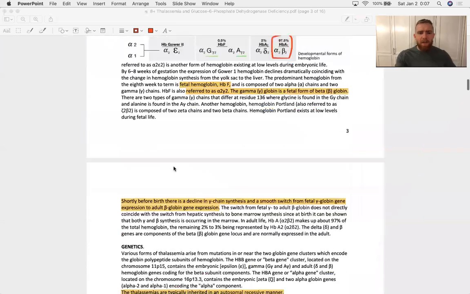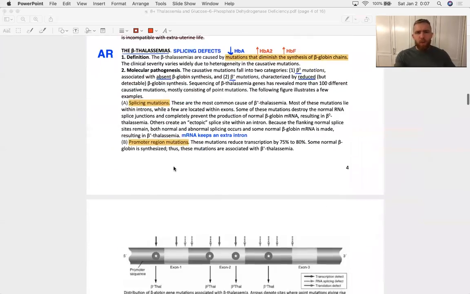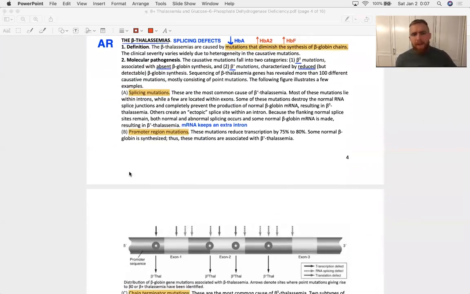So let's break down the thalassemias, and let's start with beta. Beta thalassemia. Again, it's autosomal recessive. It's a standard autosomal disease. It's inherited. And beta thalassemia is very often due to splicing defects. So do you know what a splicing defect is? Why do we splice anything?